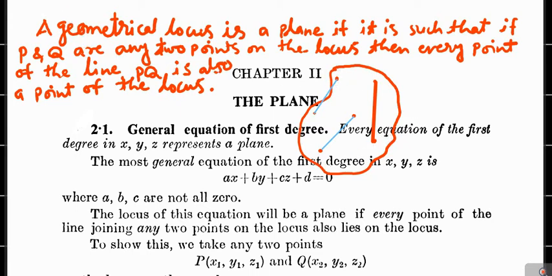Next one. Now let us consider another locus. Suppose we have a locus as shown here.